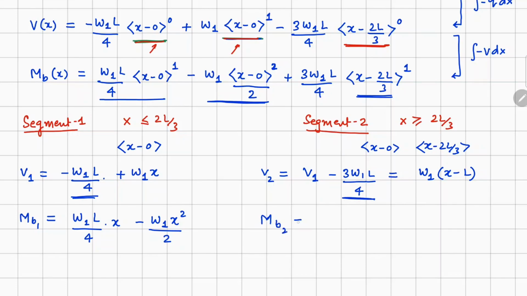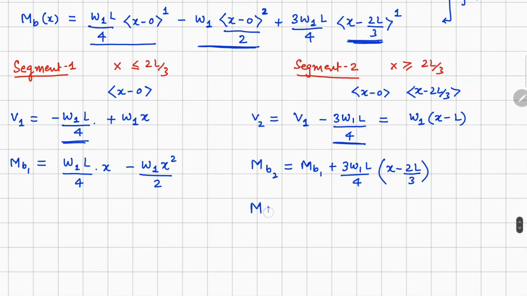Similarly for your M_b2 calculation, we are going to have M_b1 plus this last term here. The last term is going to give us 3 times W1 L divided by 4, and this x minus 2L by 3 to the power 1 will be x minus 2L by 3. So which I simplify and I can get W1 L x, which is combining this term and this term together, and then we'll have minus W1 over 2 times x squared plus L squared.